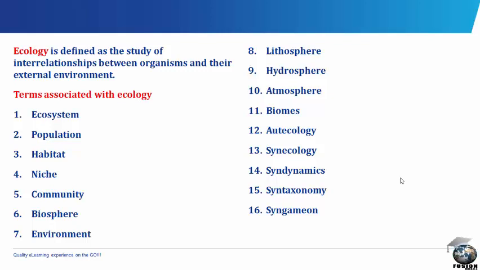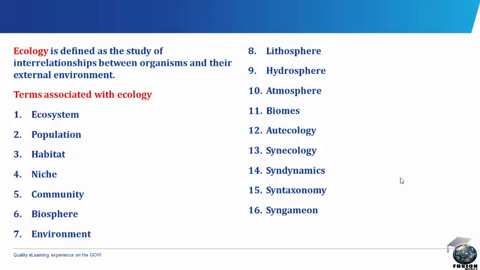Biosphere. This includes the part of the world occupied by living things. Environment. Everything, both biotic and abiotic, surrounding an organism makes up the environment of an organism. Lithosphere. It is the part of the earth occupied by land. Hydrosphere. Part of the earth occupied by water. Atmosphere. It is the part of the earth occupied by air. Biomes. This is a conglomeration or combination of communities.